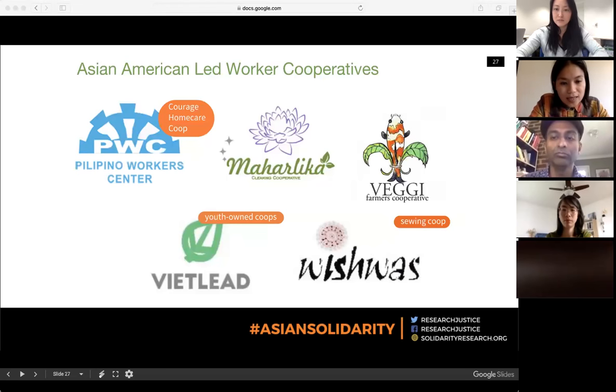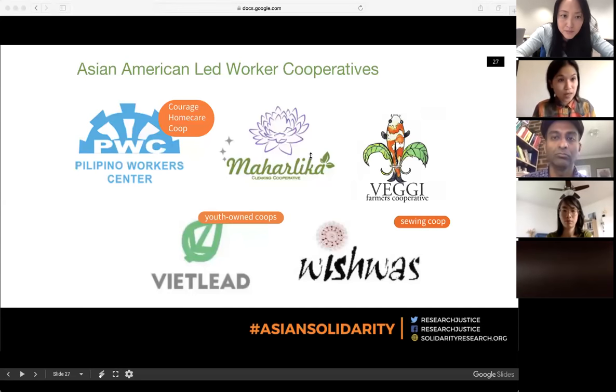Wishwas is another cooperative. It's based in New York City. The founder is Indian, and she's working in a predominantly Bengali community. Most of the women are DV survivors. They live in communities where they have limited mobility and limited language skills. And so they created a sewing cooperative, which allows them to work at home and to work with more unconventional hours than they would otherwise be able to.